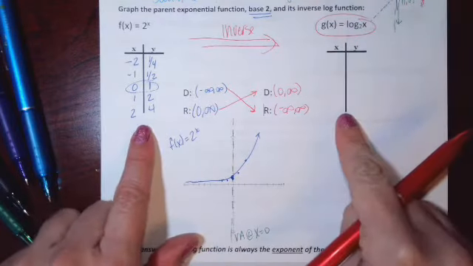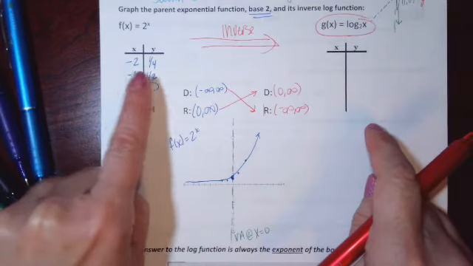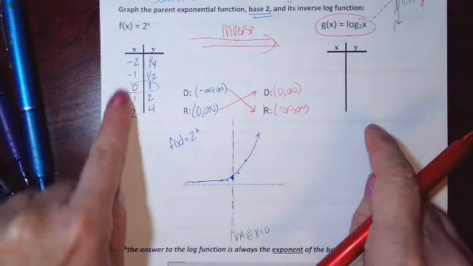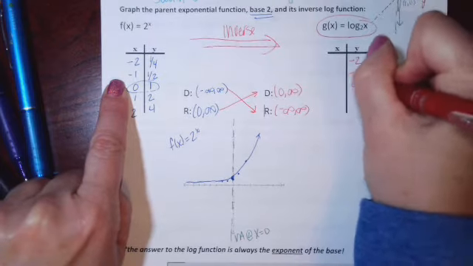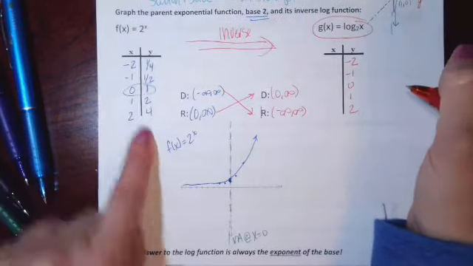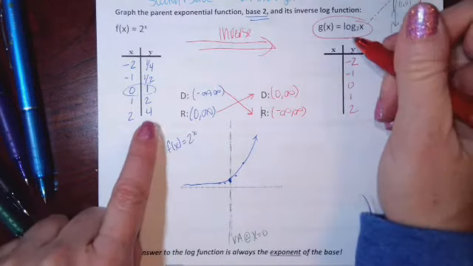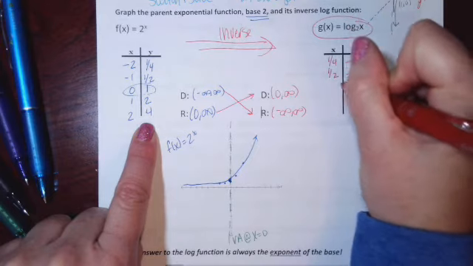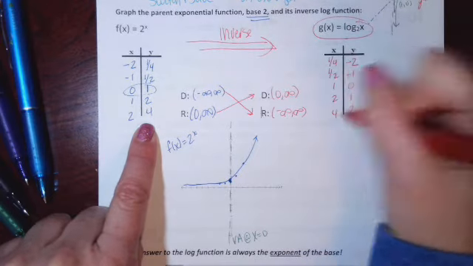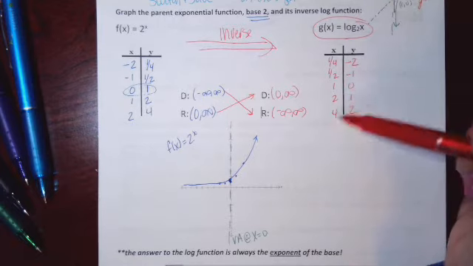The easiest way to graph a log function is to start with the exponential function and then switch the domain and range. So my x column for my exponential function becomes the y column. The y column for my exponential function becomes the x, or the domain, column for my log function. Okay, so notice that all of my x values are positive.